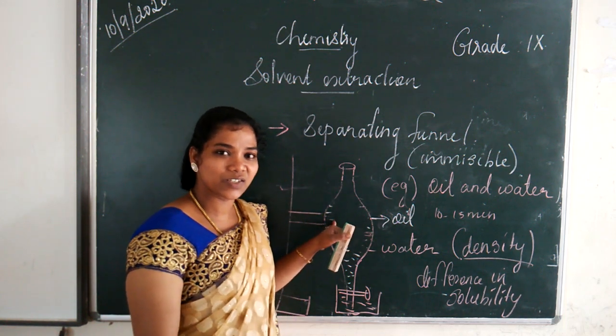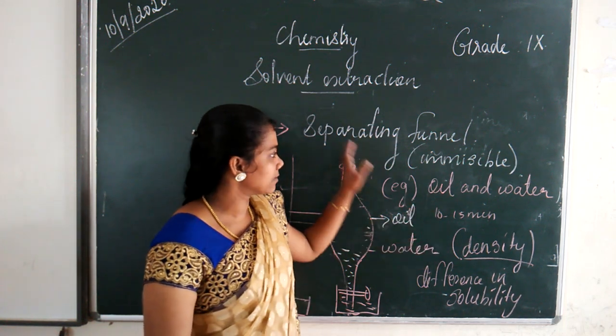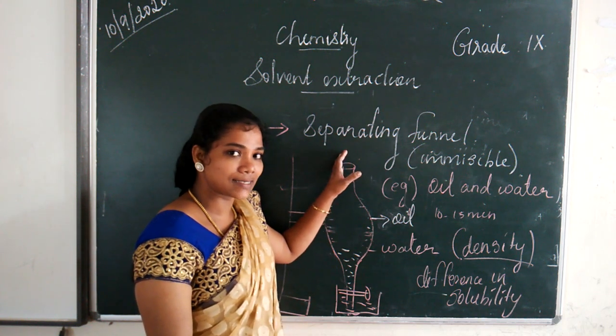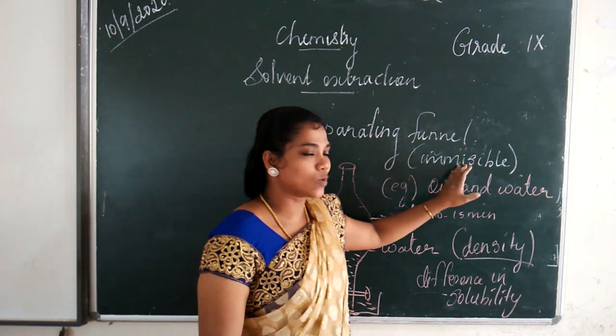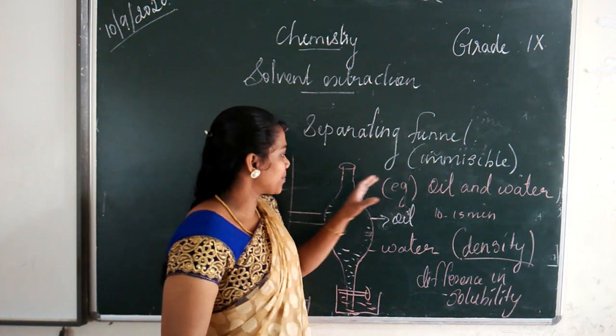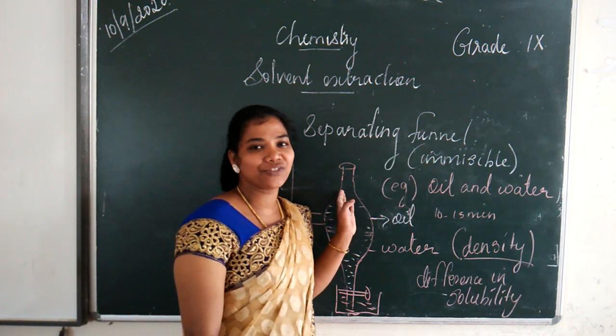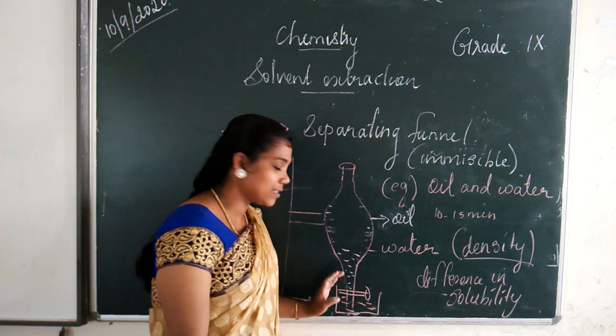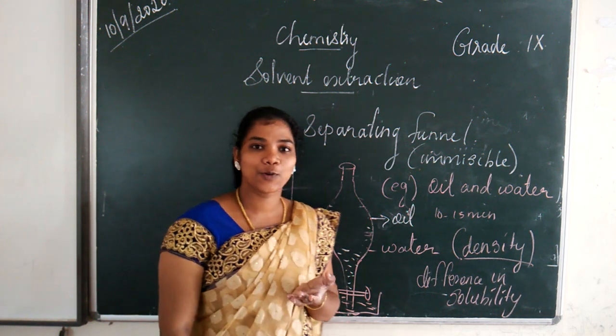Okay. Have you understood? Okay. So this technique is employed to separate two immiscible liquids. That is, two liquids that are not soluble with each other can be separated by what technique? A separating funnel. Okay, this is the apparatus, and at home also you can do it.